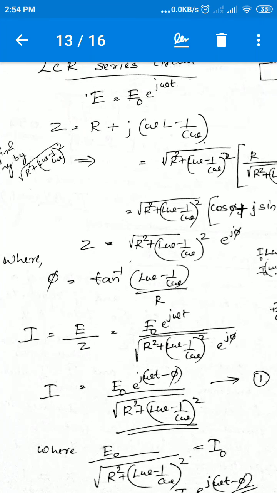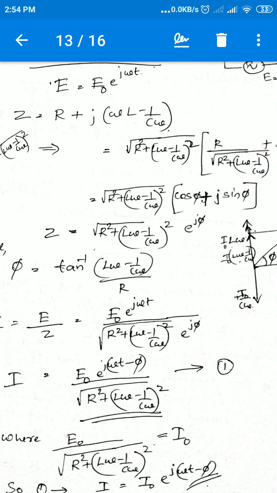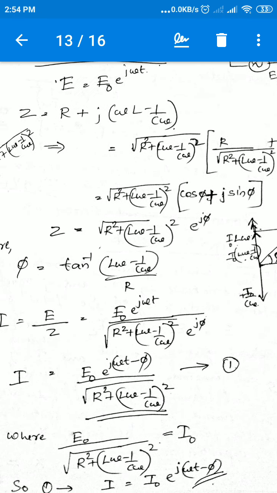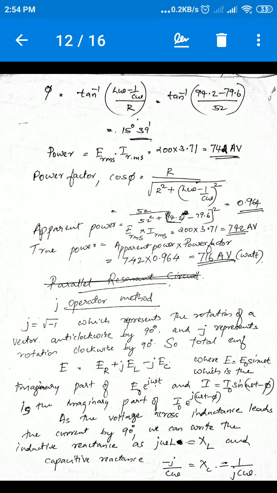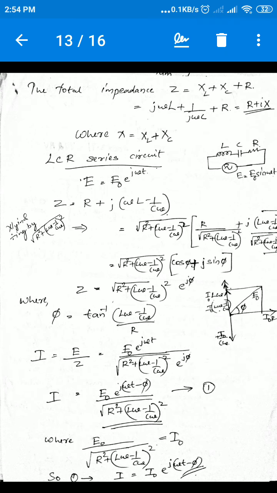Now this e raised to j phi we move upward, and the term will be e raised to j into omega t minus phi. So this is now the new value of current, equation 1. Earlier we have assumed that I is equal to I0 sin omega t minus phi, isn't it? So what will be I0 here? I0 will be the amplitude of this exponential term, isn't it?